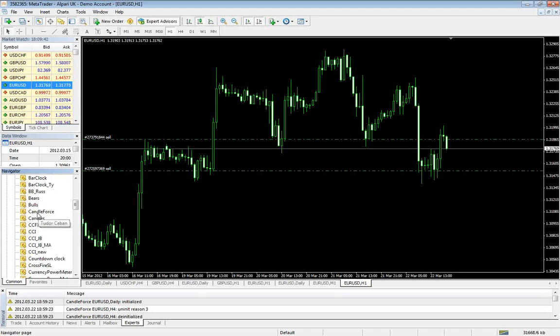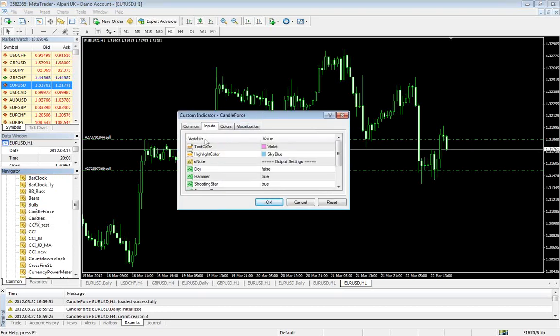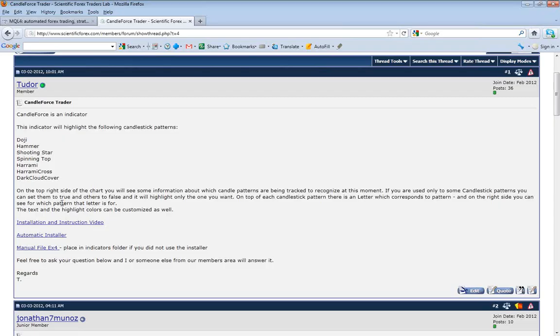Okay, so here we have Candle Force. If you double click on it, and after that click OK, you will have it on your chart. So what it does is check for candlestick patterns. The candlestick patterns which are supported, you can see in the members area. So we have them here: Doji, Hammer, Shooting Star, Spinning Top, Harami, Harami Cross, and Dark Cloud Cover.